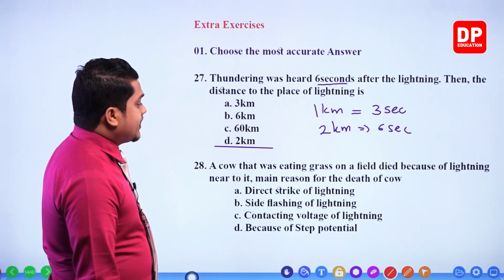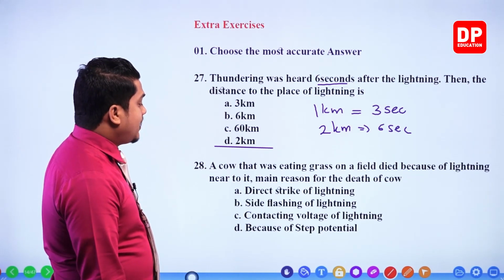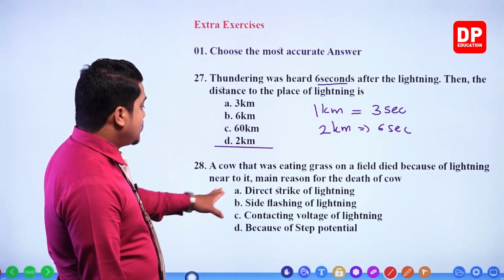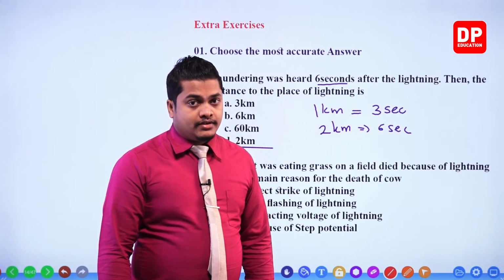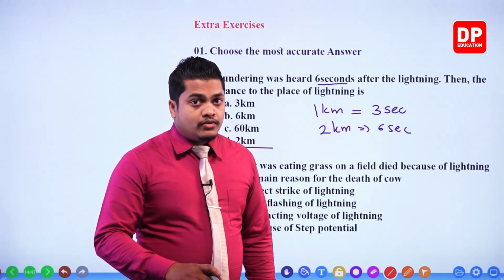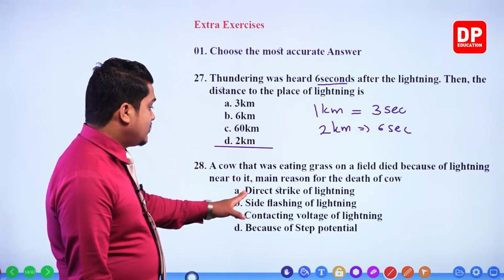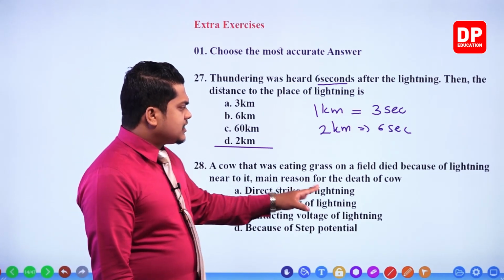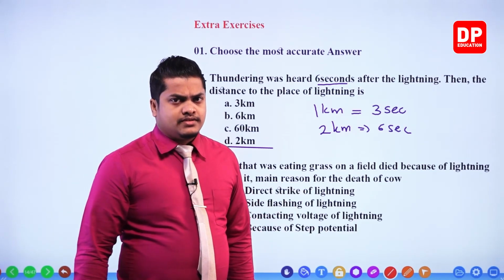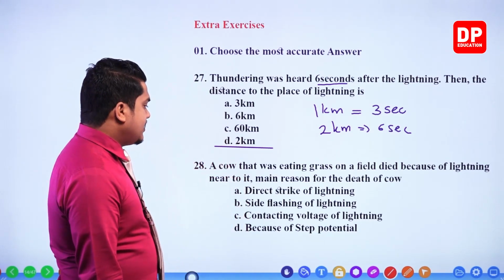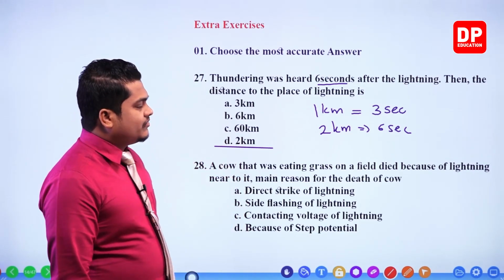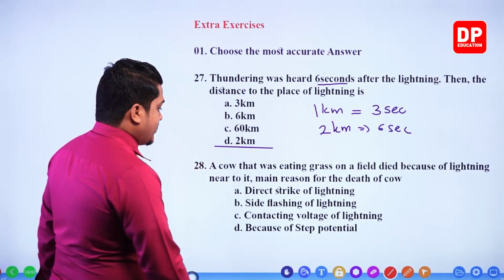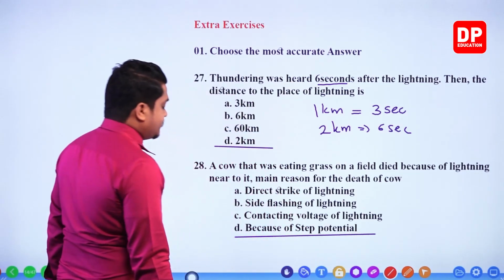A cow that was eating grass on a field died because of lightning near to it. Main reason for the death of the cow? Near to it means it is not a direct strike, so we can remove the first one for sure. Side flashing? It is a grass field, so there are no buildings, so it's not a side flash. Contact voltage? Once again, we won't be able to observe a contact voltage. So the correct answer should be what? Step potential, my dear children.